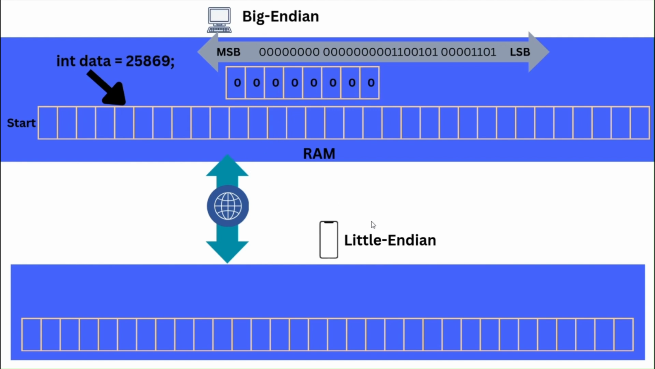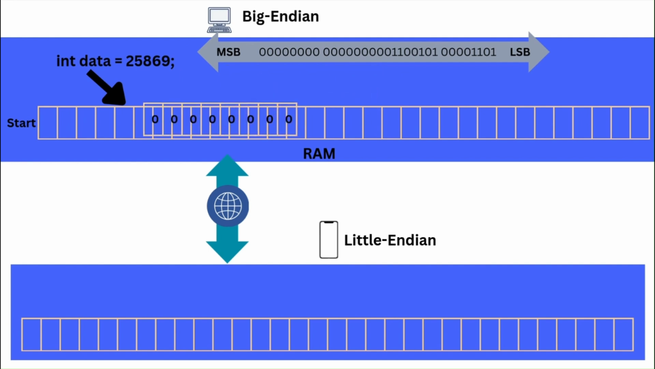Now, for example, take a computer which is big endian, and it is communicating with a mobile phone which is a little endian system. So both have different endianness. Say there is a software which has an integer data type with the value 25869. You can see here the binary form of this 25869. Now, how it is stored in memory, you can see in the animation.